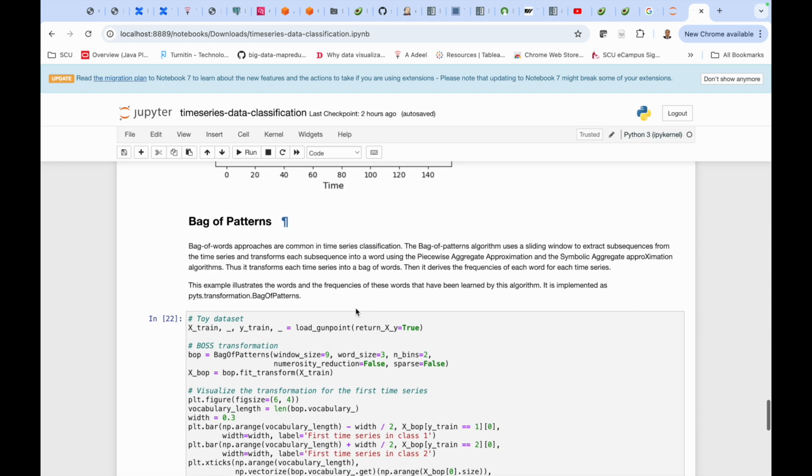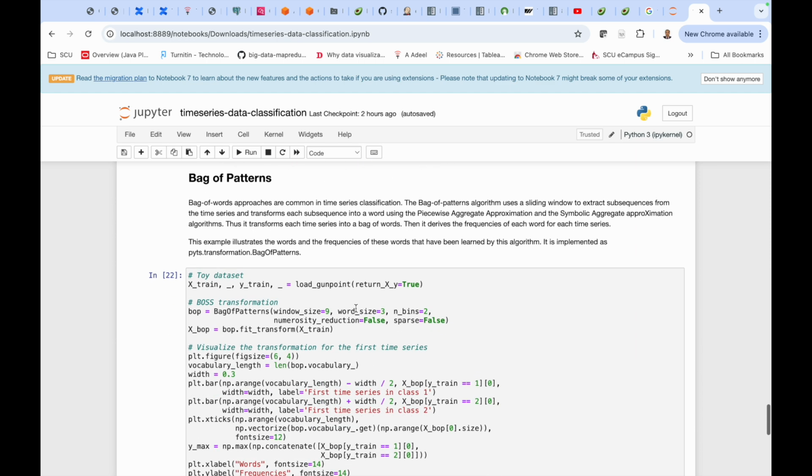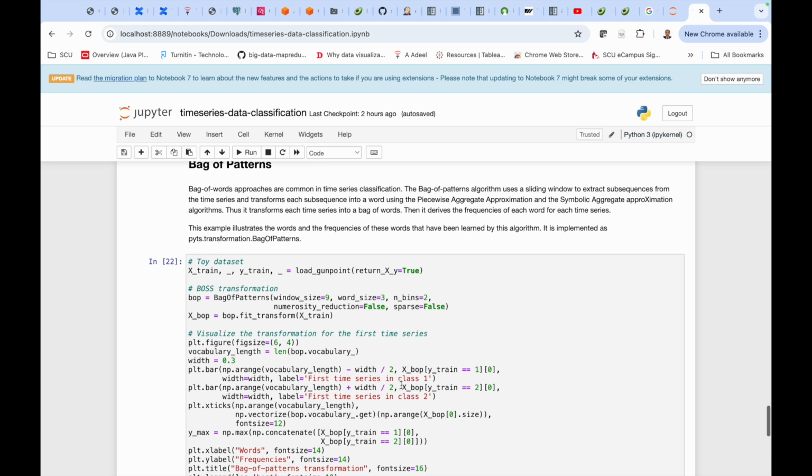Well, bag of patterns approaches are common in time series classification, and the bag of patterns algorithm uses a sliding window to extract subsequences from time series and transforms each subsequence into a word using piecewise aggregate approximation and symbolic aggregate approximation algorithms. It is designed to transform each time series into a bag of words that we can use to derive the frequency of each word for each time series using weight vectors. And here the bag of patterns algorithm is implemented using Python.